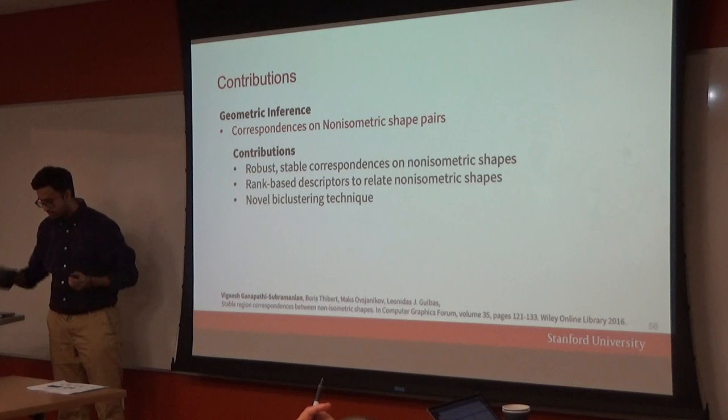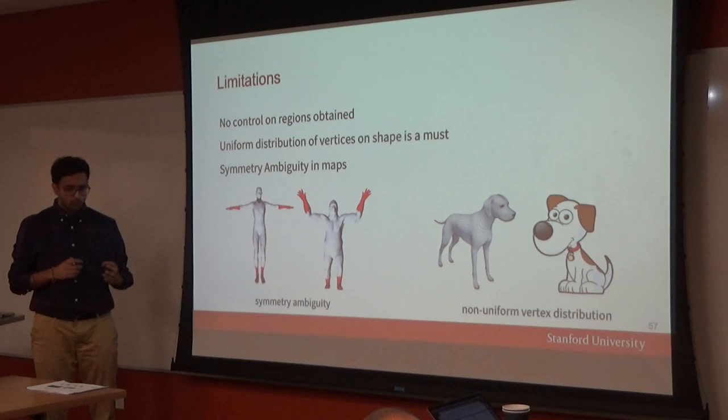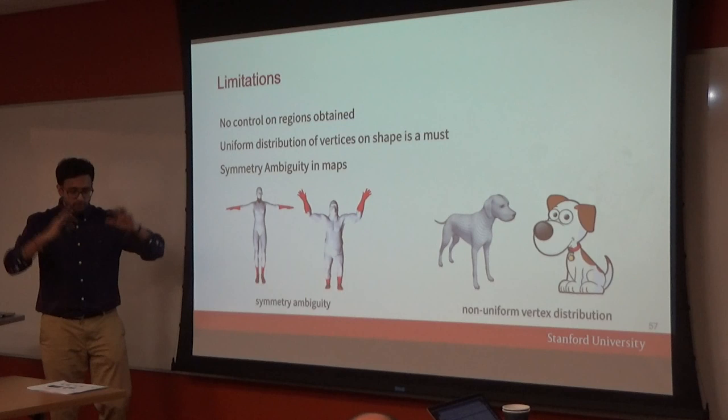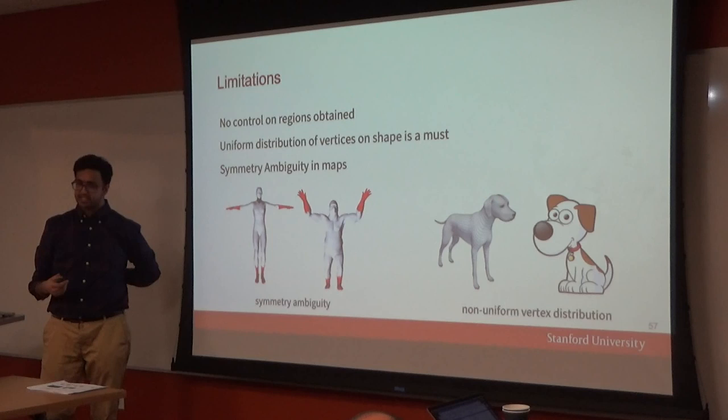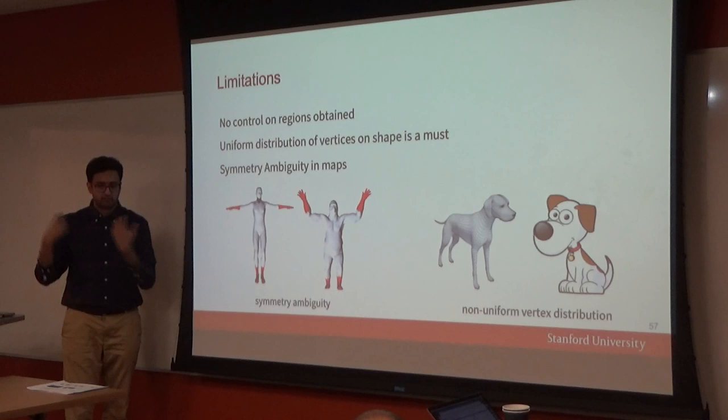The major limitations of this work are that we don't obtain any control on the regions of correspondence that we have. Also, this uniform distribution of vertices on the two shapes is very, very important. We would never be able to map shapes such as this because one of them has a disproportionately big head. Finally, because we use intrinsic descriptors, our technique is oblivious to intrinsic symmetries. Therefore, we would never be able to disambiguate, say, the left part of a shape from the right part of our shape, as long as these shapes are symmetric.